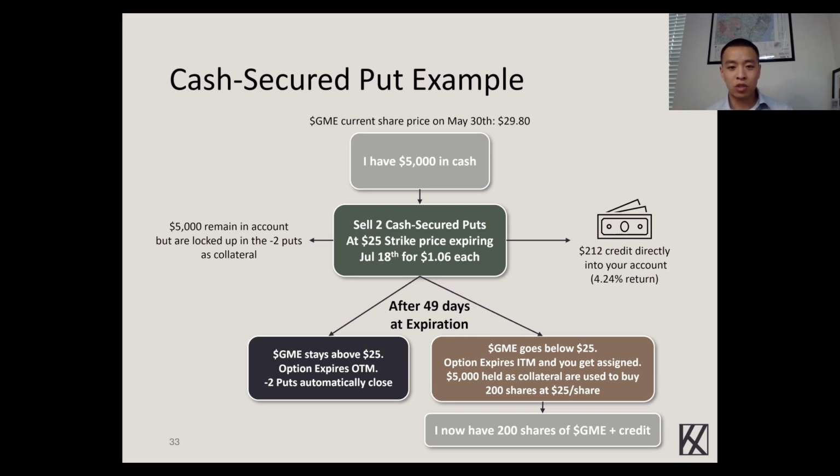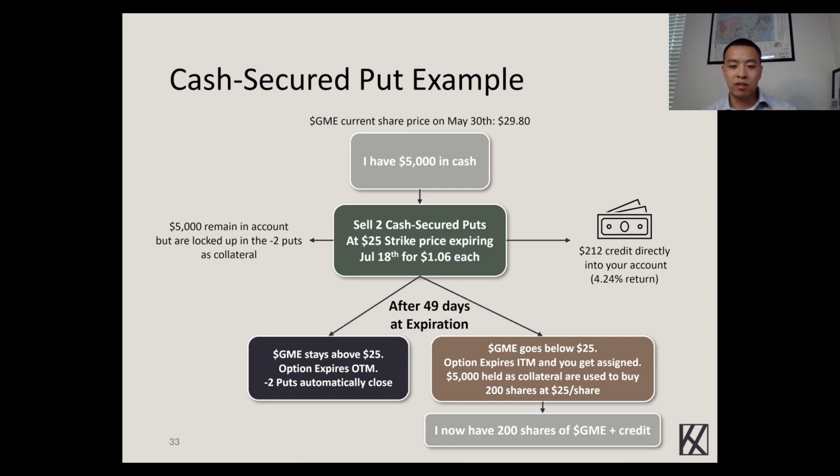Okay, so I'm selling 2 cash secured puts, $25 strike, expiring July 18th. This time they're worth $1.06 each, so $106 each contract, meaning I get a credit immediately of $212 directly into my account. Right there, that's a 4.24% on my $5,000 in cash. Of course, that 4.24% is unrealized at the moment. So my $5,000 still remains in my account, but it's just locked away as collateral for the -2 puts I now have open. All right, so 49 days pass.